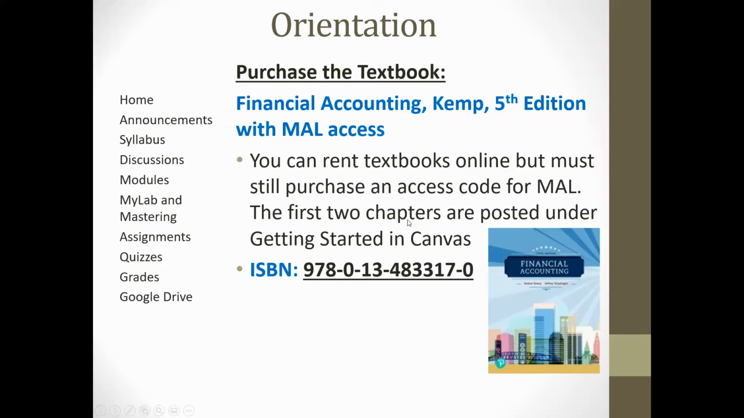Now, when you purchase the textbook, we're now using the 5th edition. You can use the 4th edition and still get through the class. I've posted 2 of the chapters in Getting Started in Canvas, so if you're waiting for a textbook, or if you use the PowerPoint slides instead, not a great idea, but you can try that. I have posted 2 of the chapters. Here's the ISBN number. Now this is for the basic 3-hole punch with access cards. So you may have different ISBN numbers, but the main thing is this is what the 5th edition looks like.